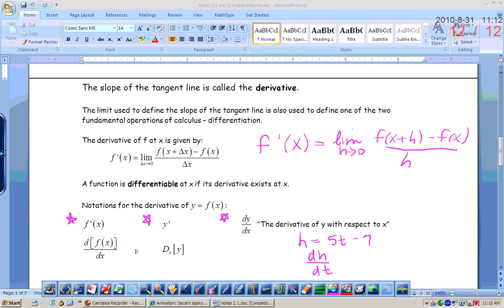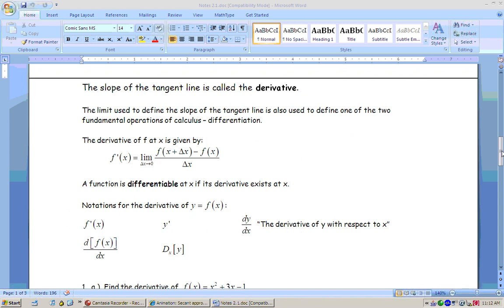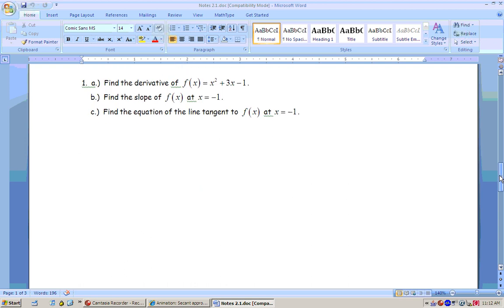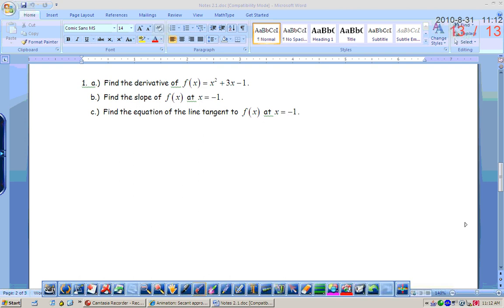These two notations down here are used less frequently, but this just means take the derivative of f of x with respect to x, and this is the derivative of y with respect to x. Again, you will rarely see this fifth one right here. Okay, so let's actually find the derivative. We're going to do three different things. We're going to find the derivative of the function, then we're going to find the slope at a specific point, and then we're going to write the equation of the tangent line.